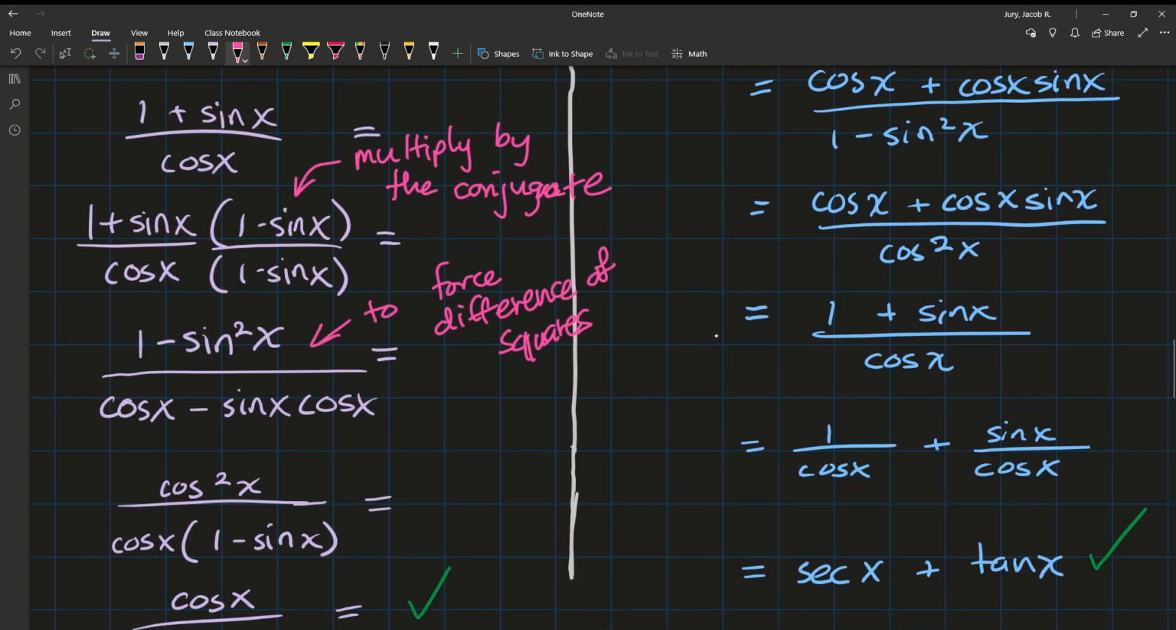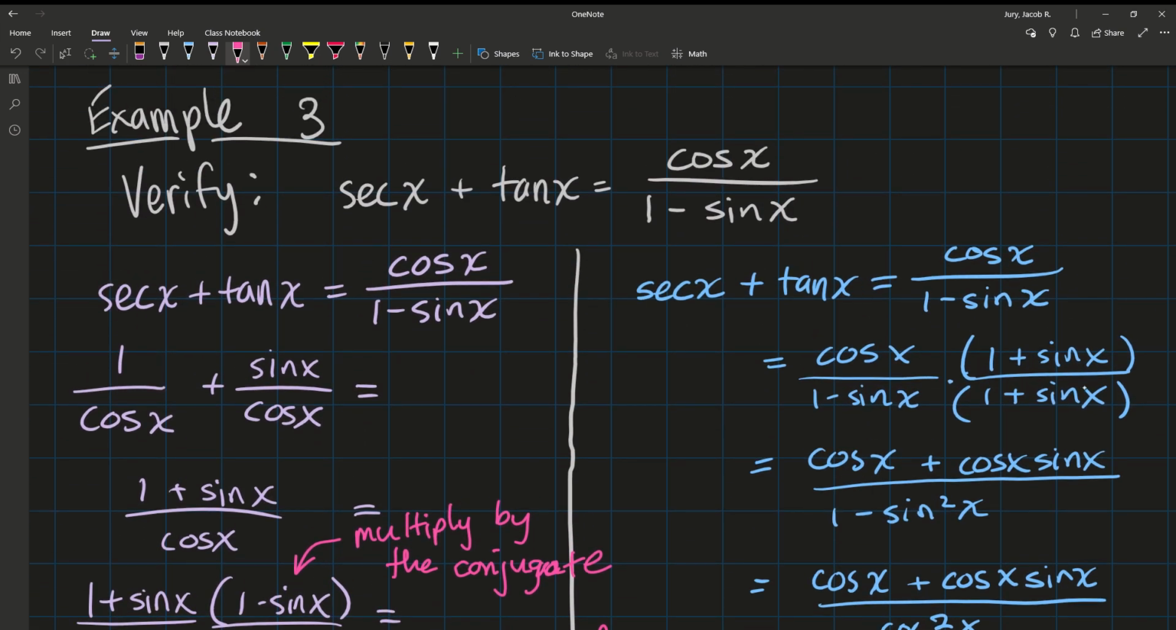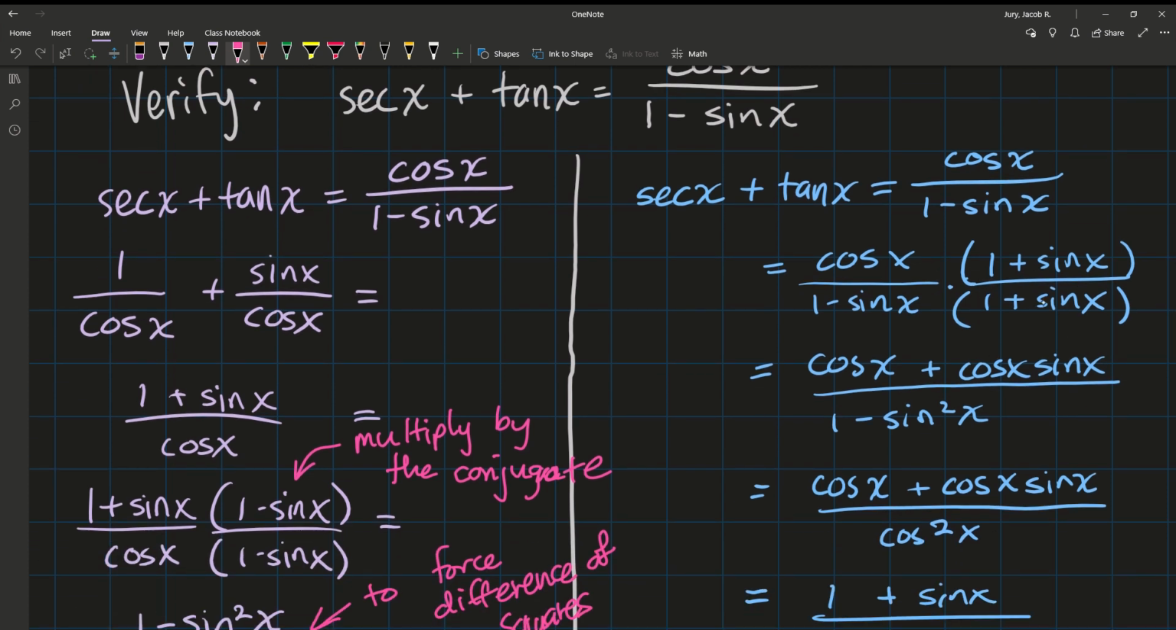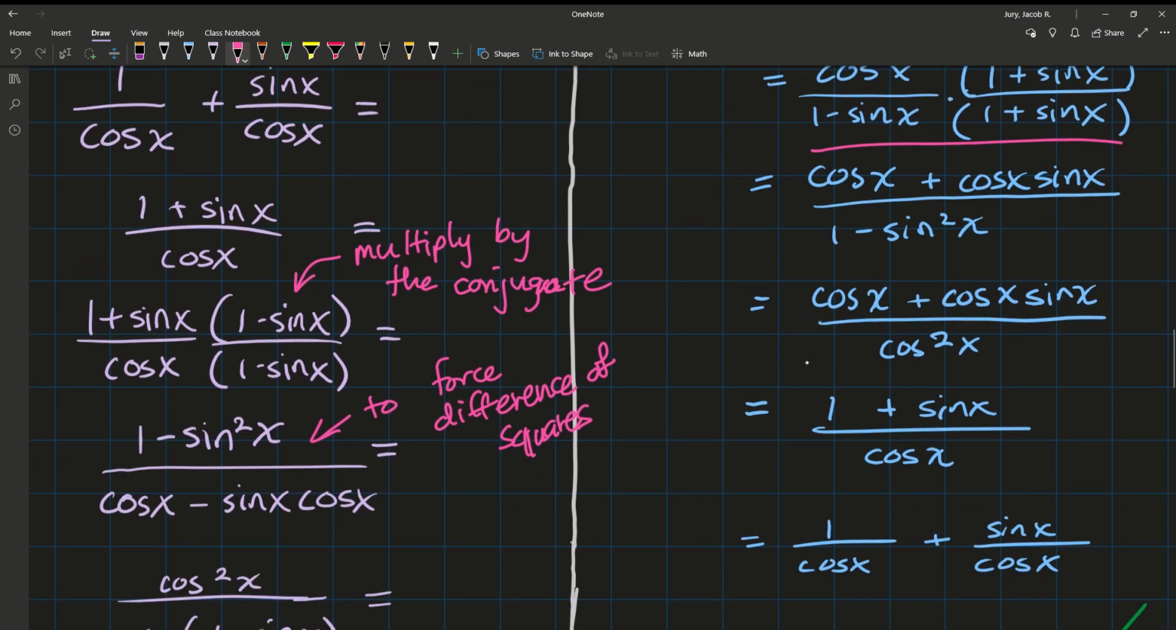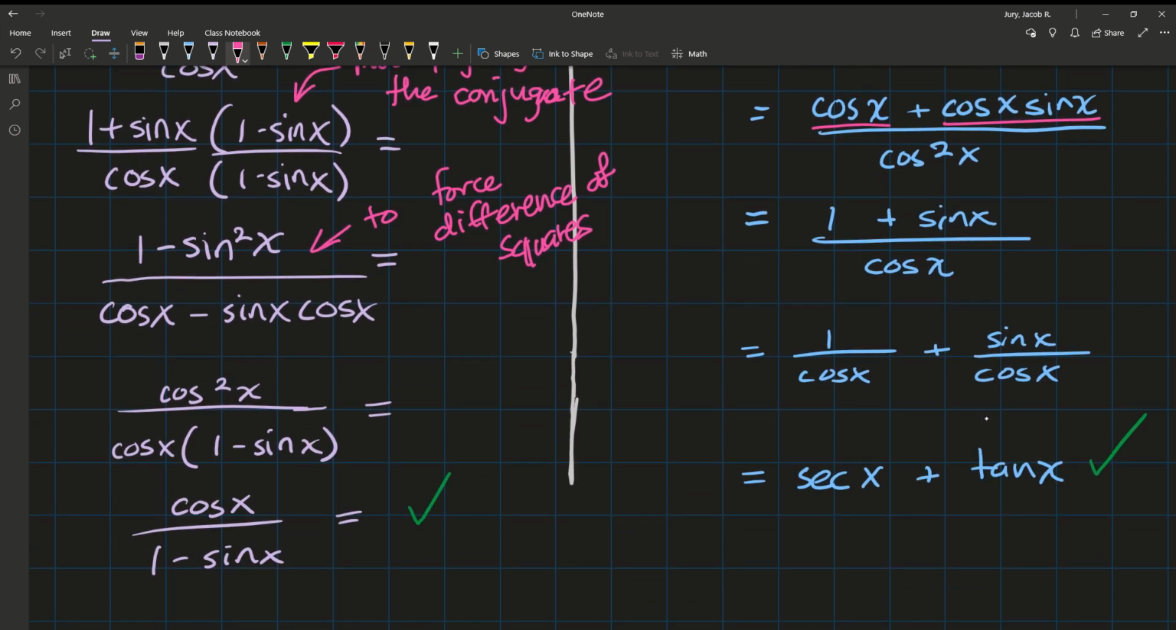Now, if you didn't like that way, you're welcome to start off with the right side, but it still requires multiplying by the conjugate in this step. So be wary that that's an algebra skill that can pop up here. Factoring, like in this step, factoring out a cosine from the first term and a cosine from the second term, is important to reference as well. So I wanted to give that to you.